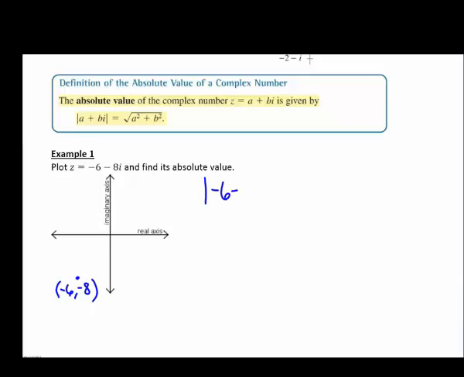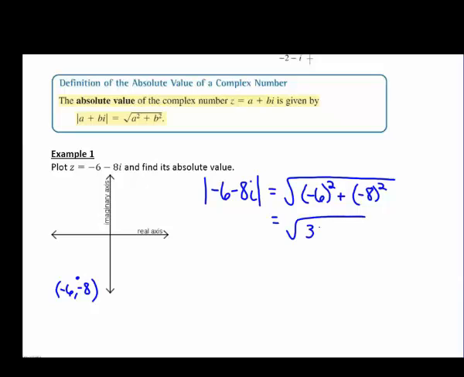So we've got -6 minus 8i. And so we're going to take the square root of that -6 squared plus the -8 squared. And so we end up with 36 plus 64, which gives us the square root of 100, which is 10. So the absolute value of that complex number is 10.